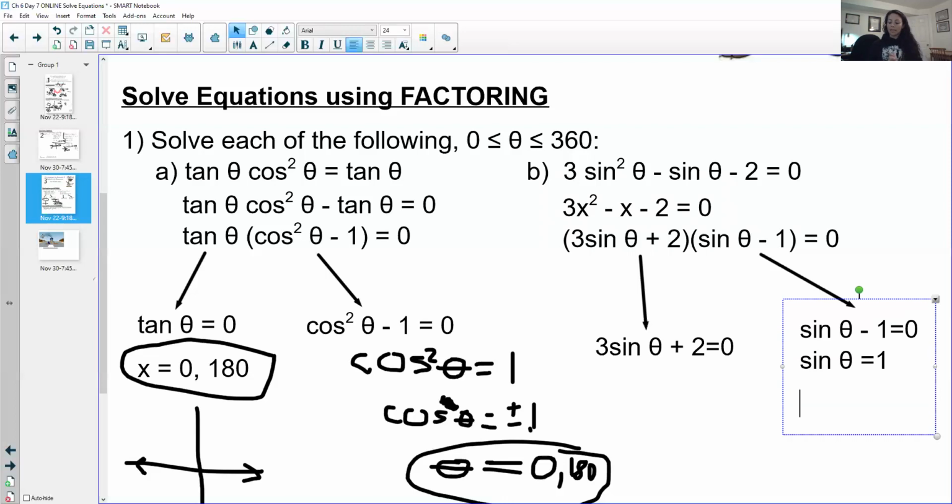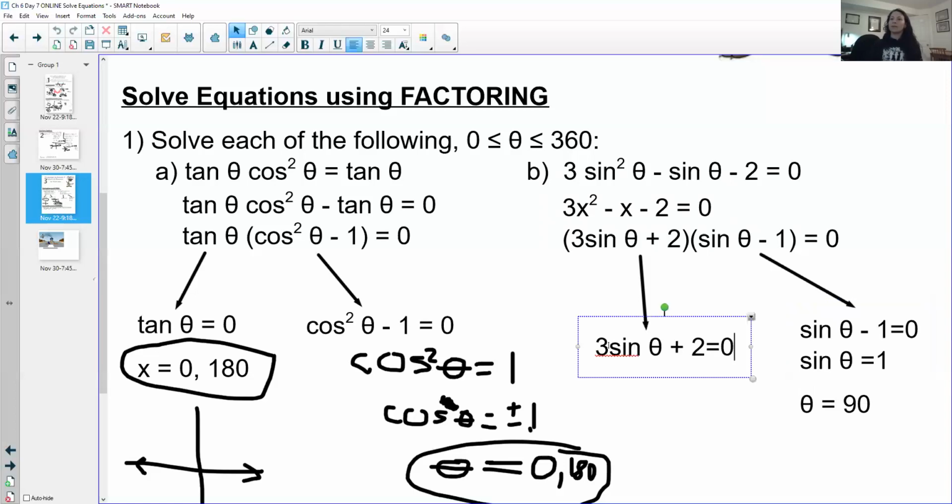When you plug that into your calculator or you think about your graph, sine theta is equal to 1 at 90 degrees and only 90 degrees. So this angle here, theta equals 90 degrees. And if you don't have those values memorized, plug the inverse sine of 1 into your calculator. You'll get 90, and then just go back to your CAST rule. Okay, so there's one answer.